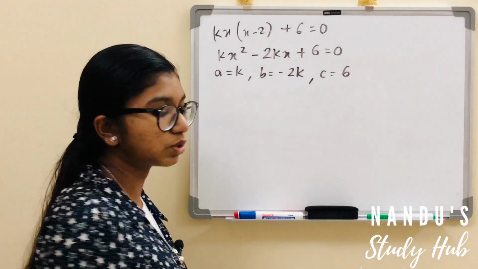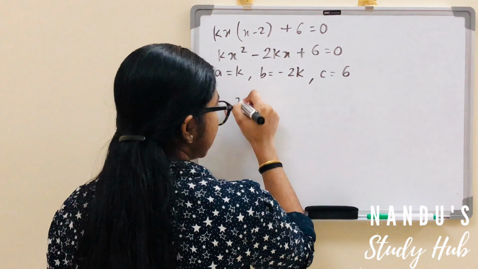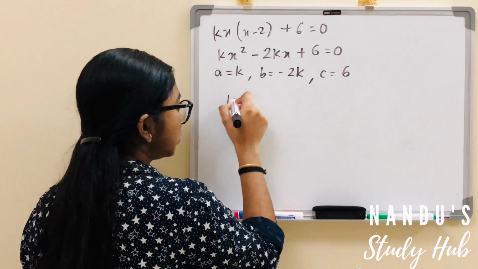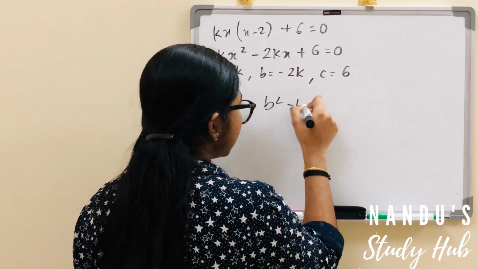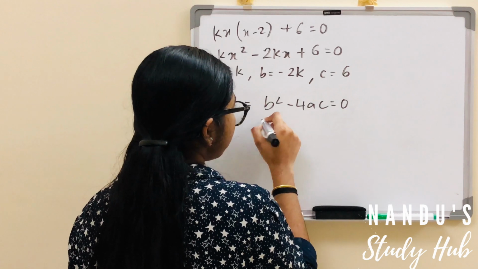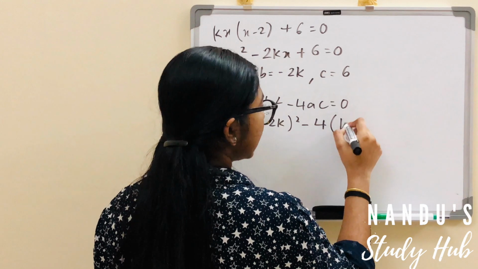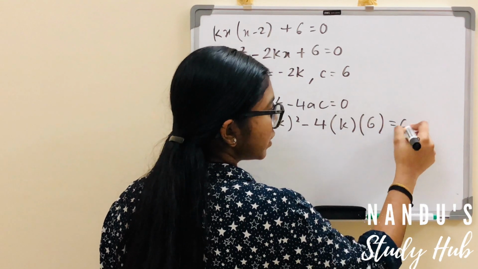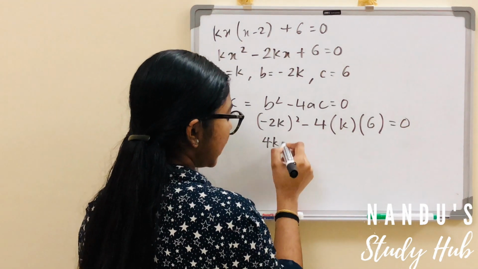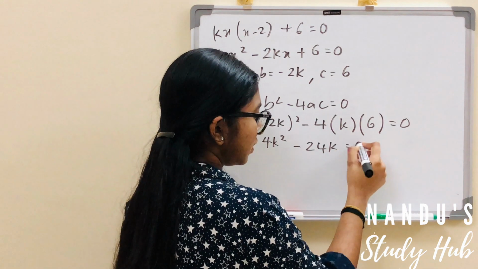Here also we have two equal roots for this equation. So you can write k is equal to, b square minus 4ac equals 0. So b square minus 4ac is (minus 2k) square minus 4 into k and c is 6, equals 0. So minus 2k square gives you 4k square, minus 4 into 6 is 24. So it gives you 24k equals 0.